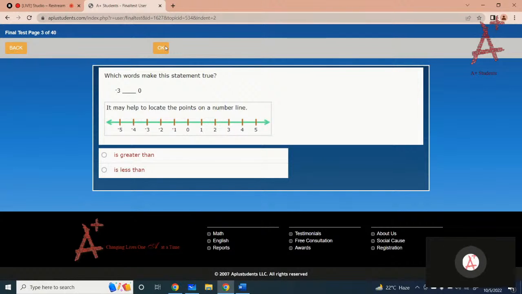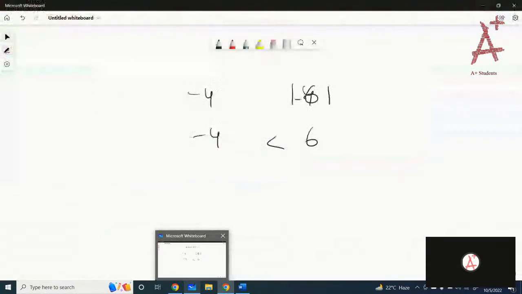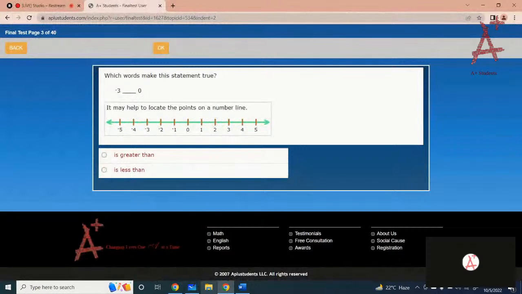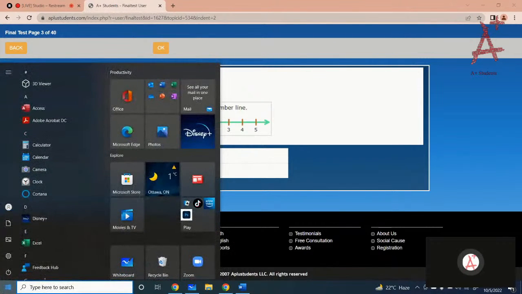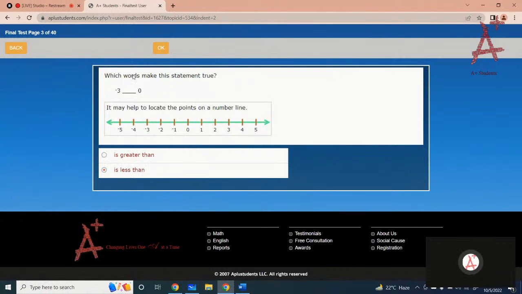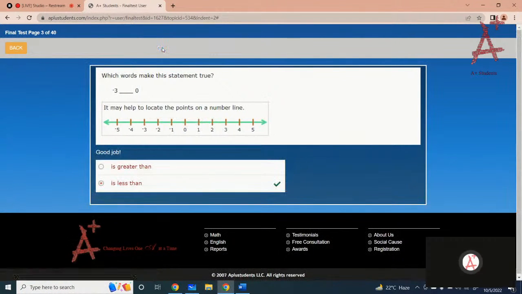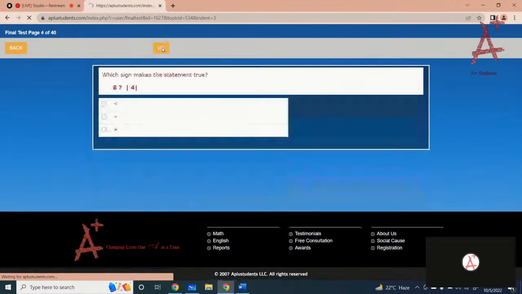Okay, which words make the statement true? Negative 3 is less than 0 or greater than 0? Negative 3 is less than 0. Negative numbers are always smaller than 0. So negative 3 is less than 0. Got it? Select the correct option and click on the OK button.